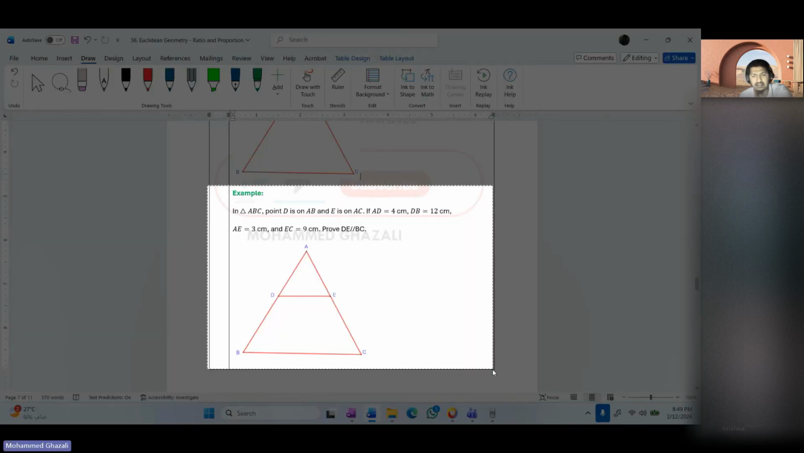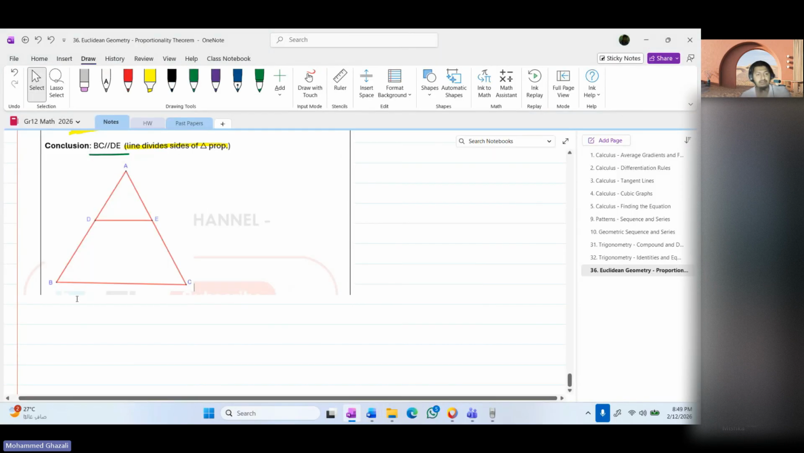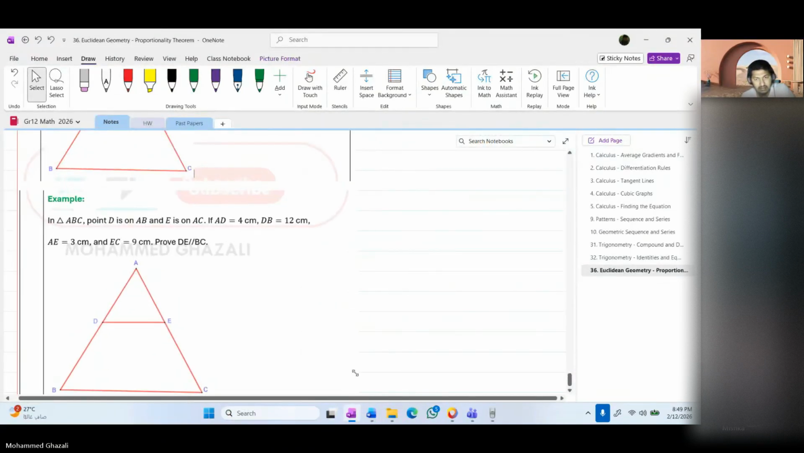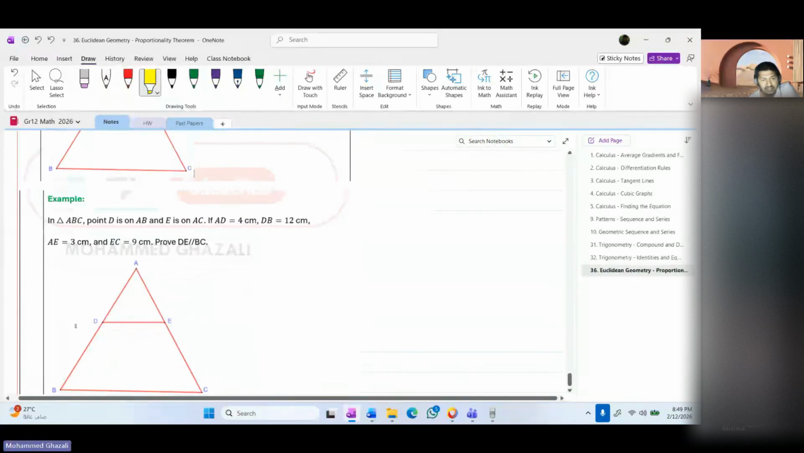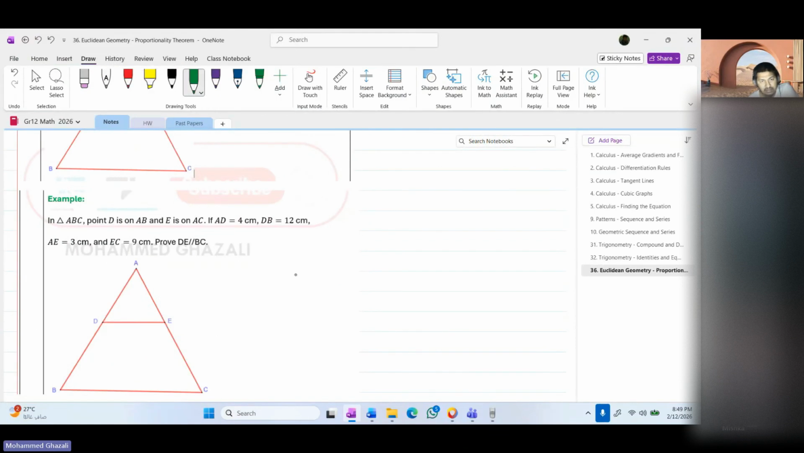You have to use a numerical example to verify the truth, right? To test the theory. Now let's look at this. In triangle ABC, point D is on AB, and E is on AC. DE is just a line. Now if AD is 4, BD is 12, AE is 3, EC is 9, prove that DE is parallel to BC.